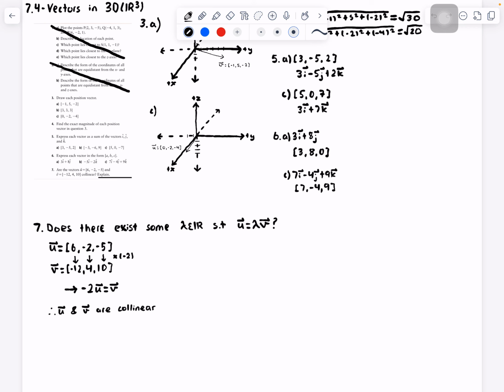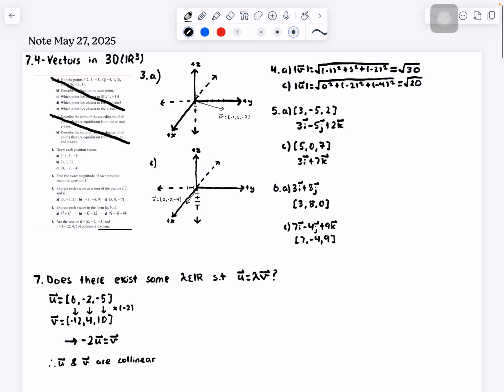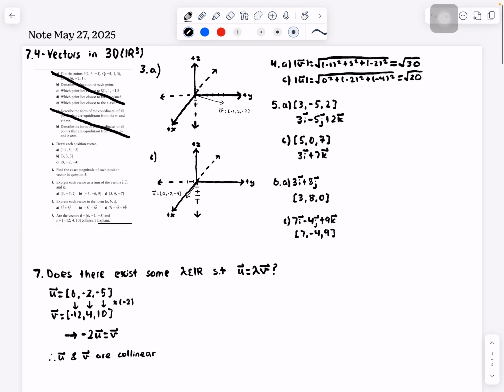All right, so let's jump straight into it. We're starting off with question 3 here. Draw each position vector. So for 3A, all you have to do is create your 3D Cartesian grid with the plus x, plus y, and plus z axes labeled, and then the minus x, minus y and minus z axes. And then use tick marks to indicate how far along each axis you're going.